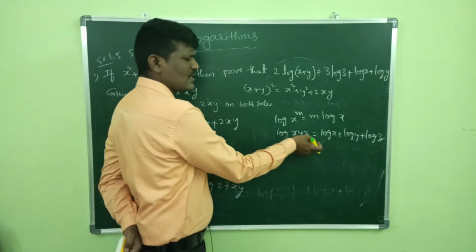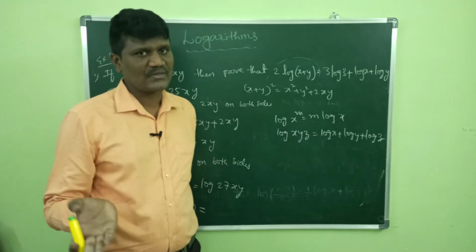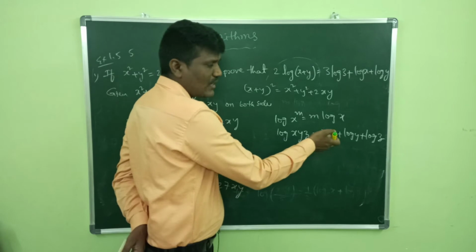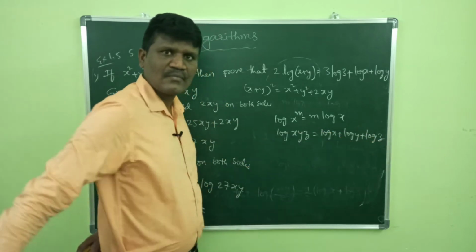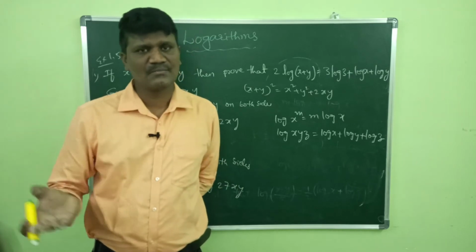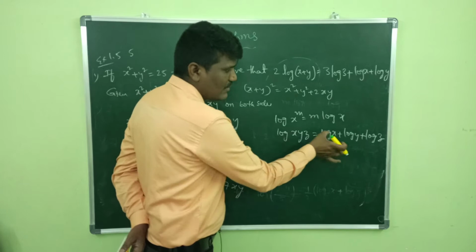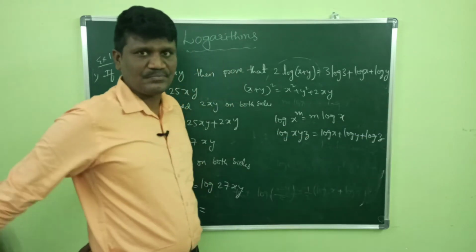How many terms are there? That many plus signs we can write. We have seen log xy is equal to log x plus log y. If it is log xyz, it is log x plus log y plus log z. If 4 terms are there, log abcd is log a plus log b plus log c plus log d. That is the product rule, right? If it is a product, I write the individual sum.